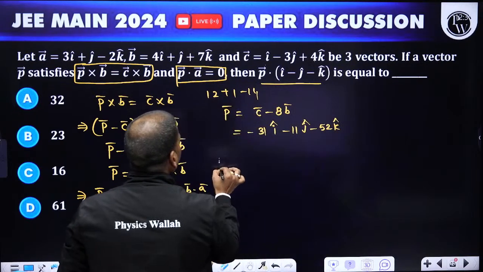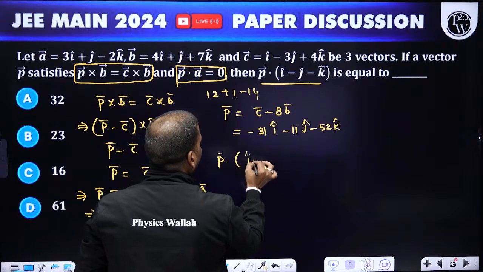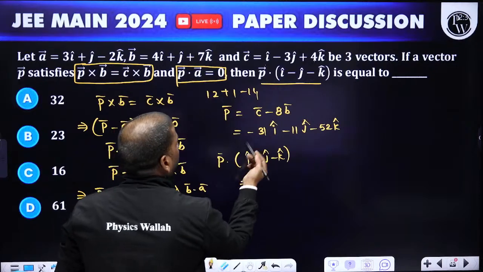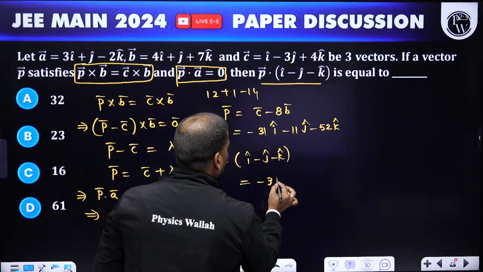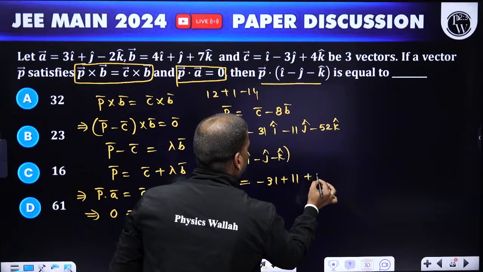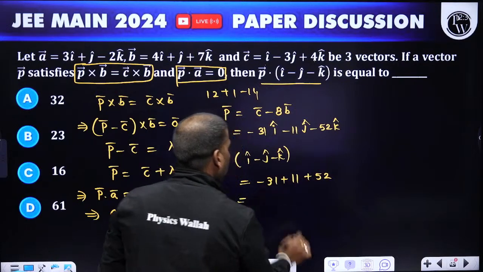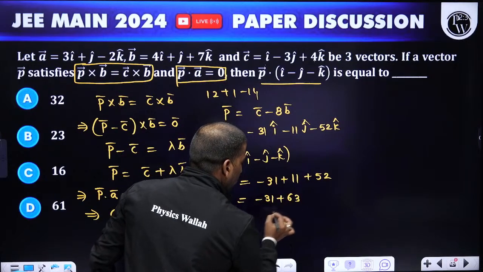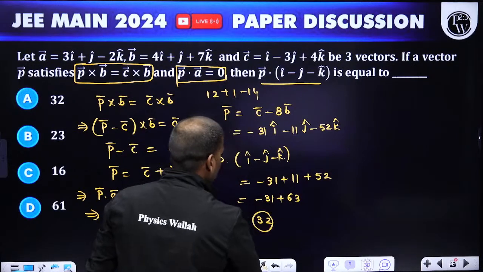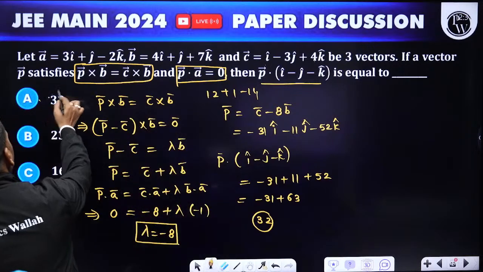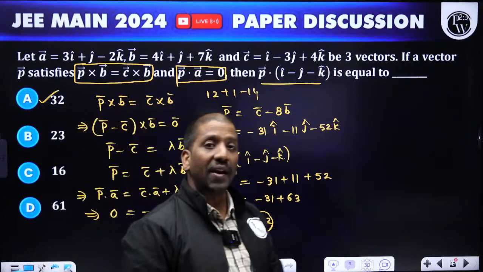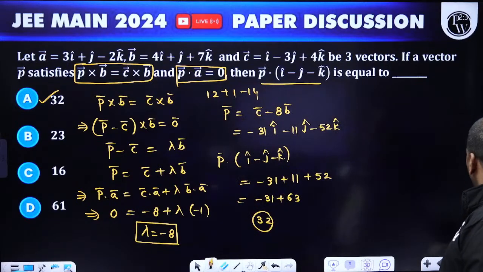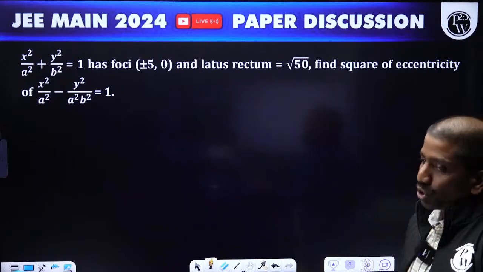That's all. We want P dot I minus J minus K. What is that? Just a dot product. 31, 1 minus 31 plus 11 plus 52. So this is what our answer is. 63 minus 31 plus 63. So what is the answer? 32 is the answer. Right? 32 is the answer. The question is given based on parallel vectors. So this is the next question.